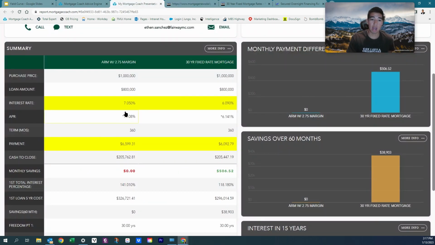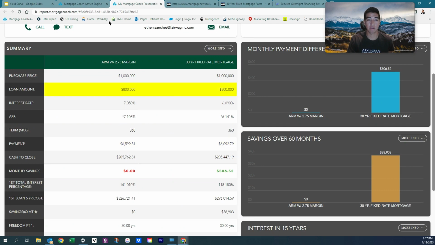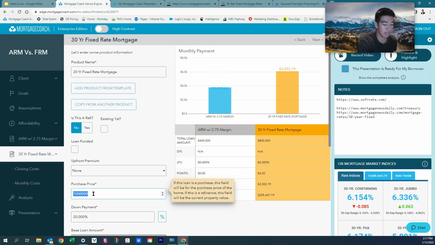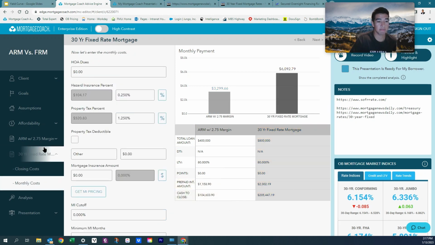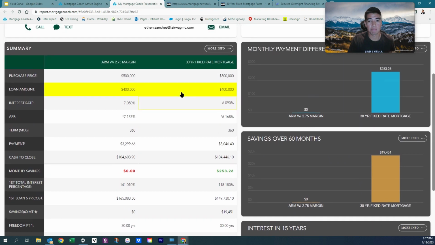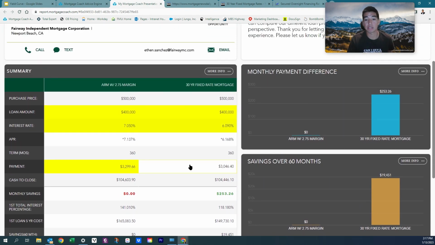Hopefully this helps. One more thing I do want to show you, just so you can see what the difference is in loan amounts. I'm going to change the purchase price to 500,000, just to give you an idea. Again, it's important to understand how the different prices and loan amounts affect your payments. So just playing around with that, here's, boom, there you go. So same rates, just different payments. Now it's about a $253 difference, but still something you want to pay attention to.